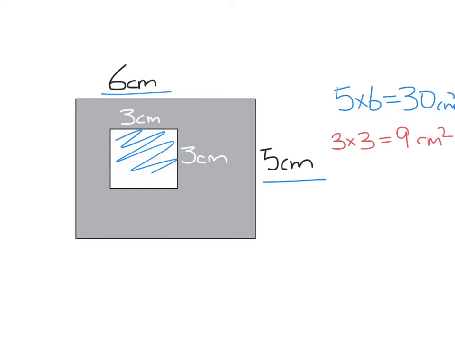And to find the area of the grey bit, it's really the difference between those two. So we need to do 30 take away 9. So 30 take away 9 is 21, and that's 21 centimeters squared.